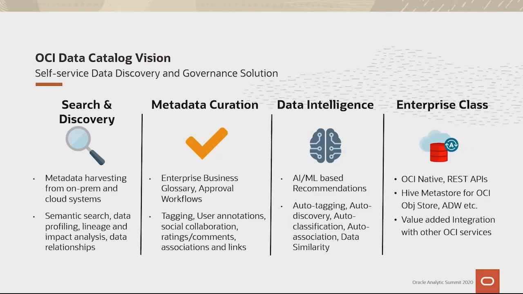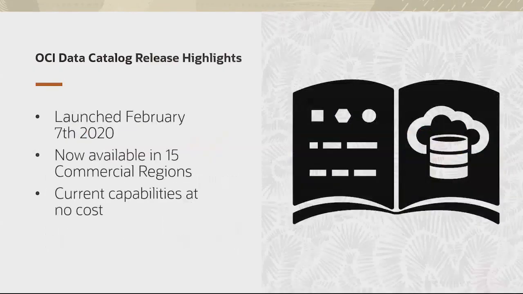So with that, let's look at some of the things that we have done in the data catalog world. It was launched very recently in February 2020. It is now available in 15 regions, and they are commercial regions for OCI. And we are working on making it available in government regions as well. And what's best is that the current capabilities of data catalog are available to OCI customers at no cost. We believe that the current capabilities that we have in the catalog today are important enablers for our customers to be able to derive value from the Oracle Cloud investments that they have made. And that is why it is available to them at no cost.